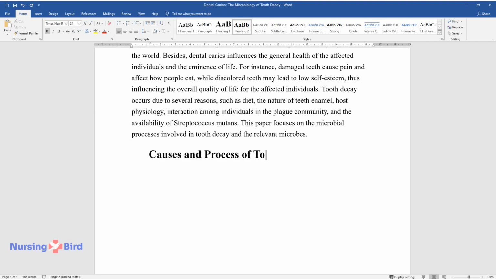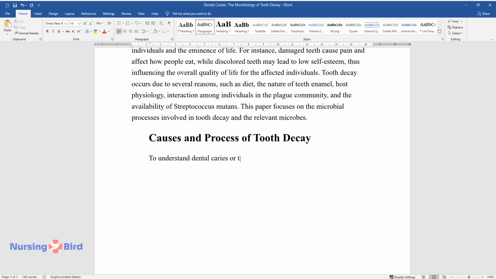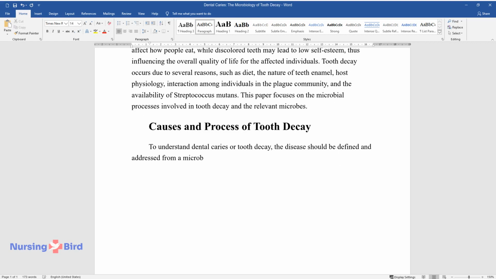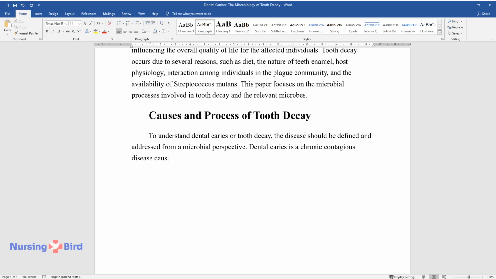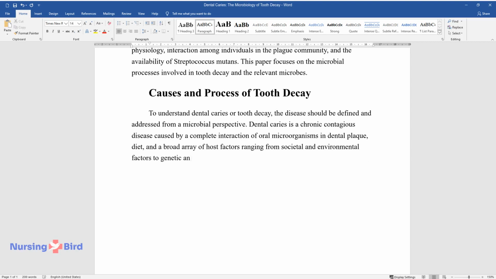Causes and process of tooth decay. To understand dental caries or tooth decay, the disease should be defined and addressed from a microbial perspective. Dental caries is a chronic contagious disease caused by a complex interaction of oral microorganisms in dental plaque, diet, and a broad array of host factors ranging from societal and environmental factors to genetic and biochemical or immunologic host responses.